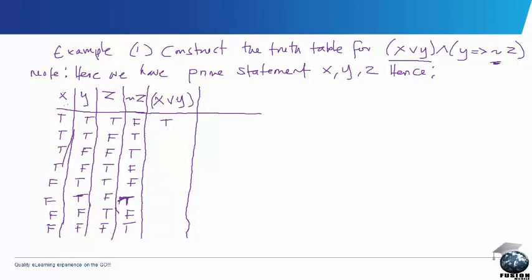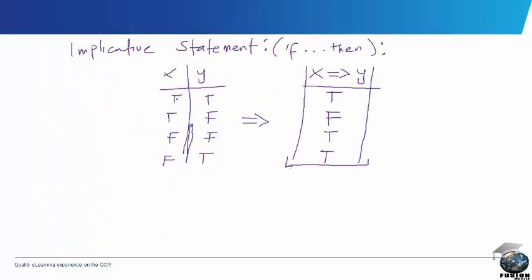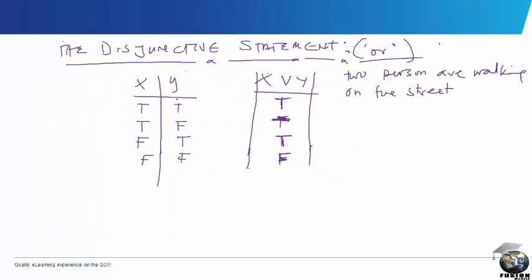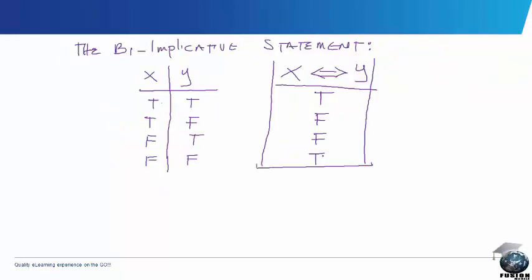All right, let me go back where we have the or property. You find out that when it is true and true, it is true on the outcome. When it is true and false, it is true on the outcome. When it is false and true, it is true on the outcome. But when it is false and false, it is false on the outcome. So the same thing happens here.